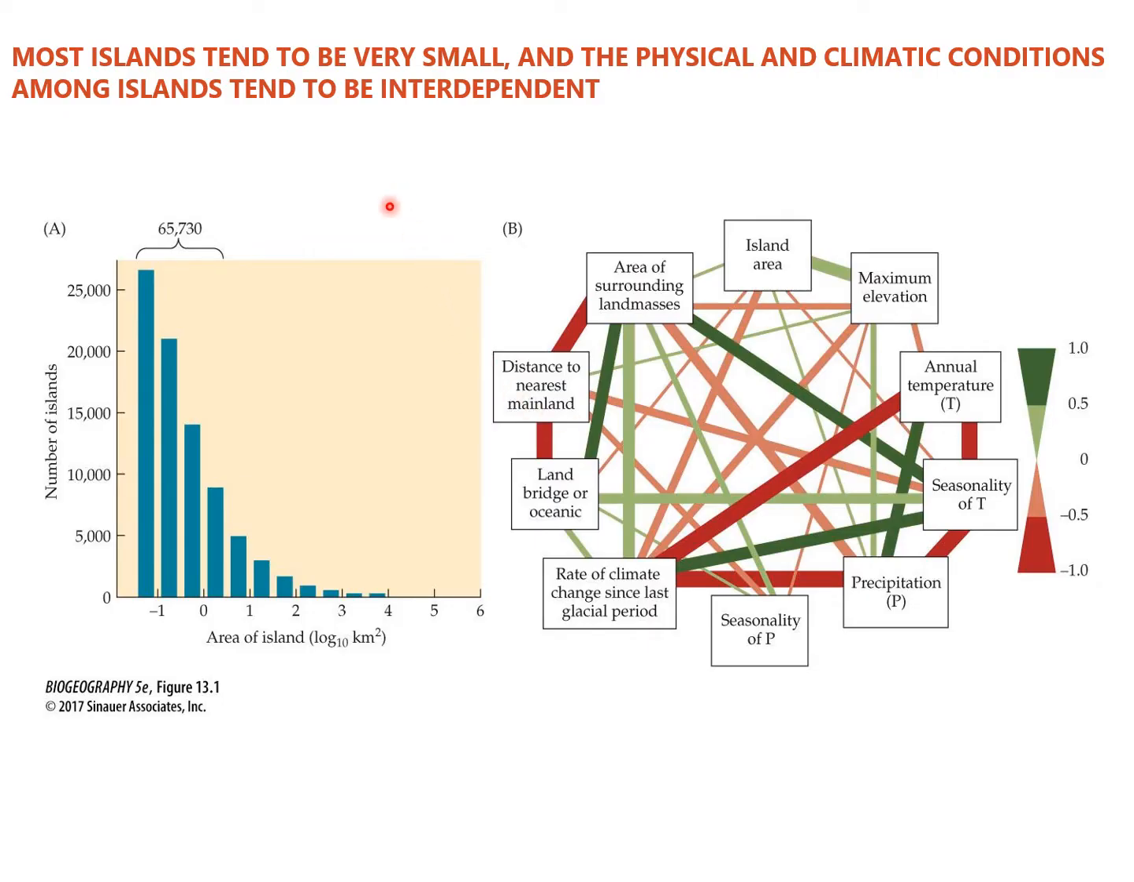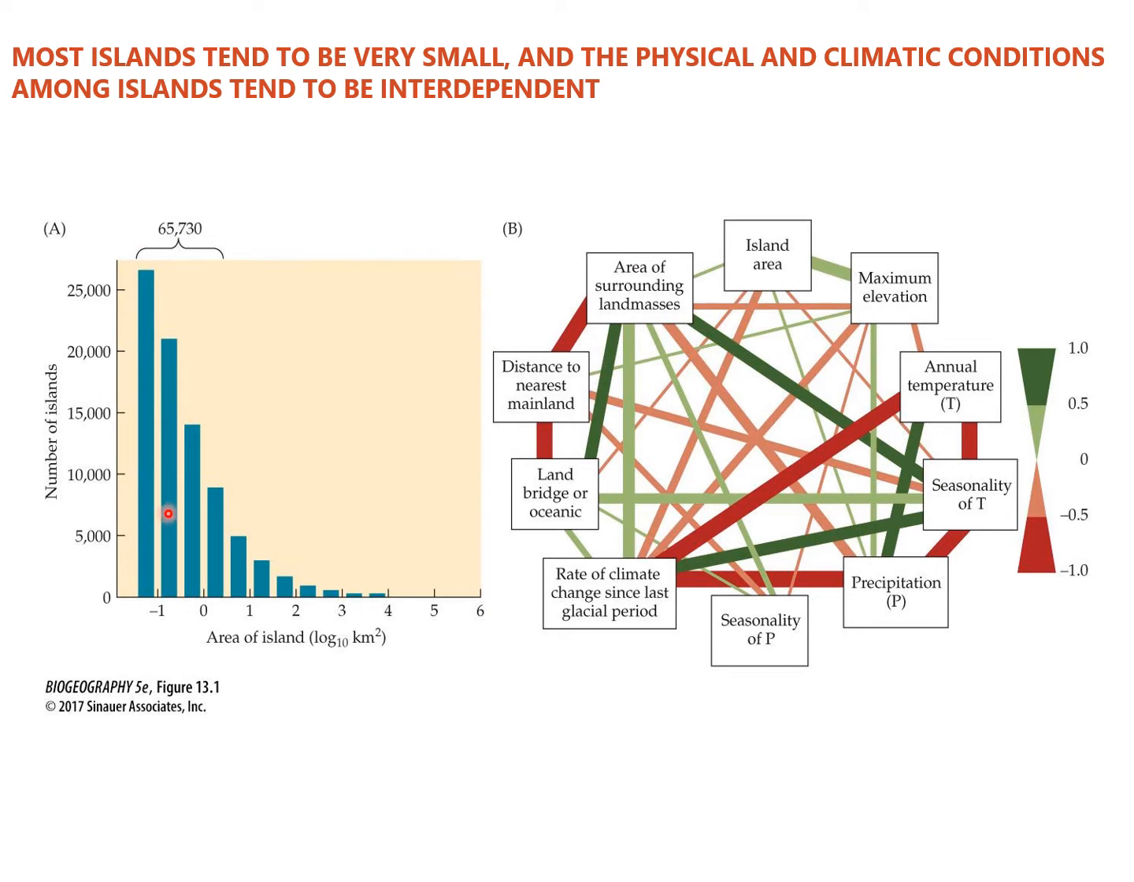Most islands tend to be pretty small. If we look at this figure here, we're looking at the distribution of islands as a function of their area. This is on a log scale, but you can just think of this as representing low area and high area. Most islands fall in this range, and so it's a small area.